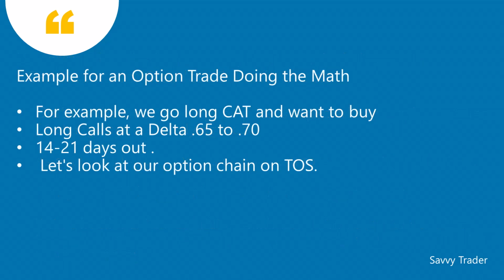Example for an option trade, doing the math. For example, we want to go long Caterpillar, and we want to buy long calls at a delta 65 or 70, 14 to 21 days out. Now let's look at our option chain on TOS.